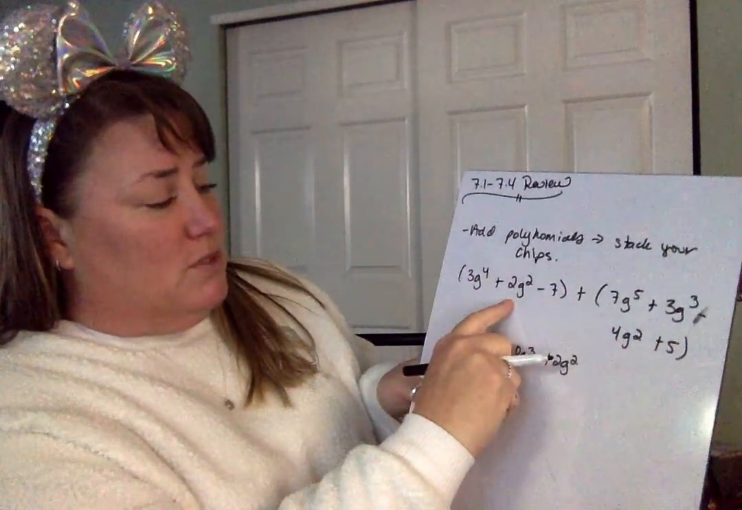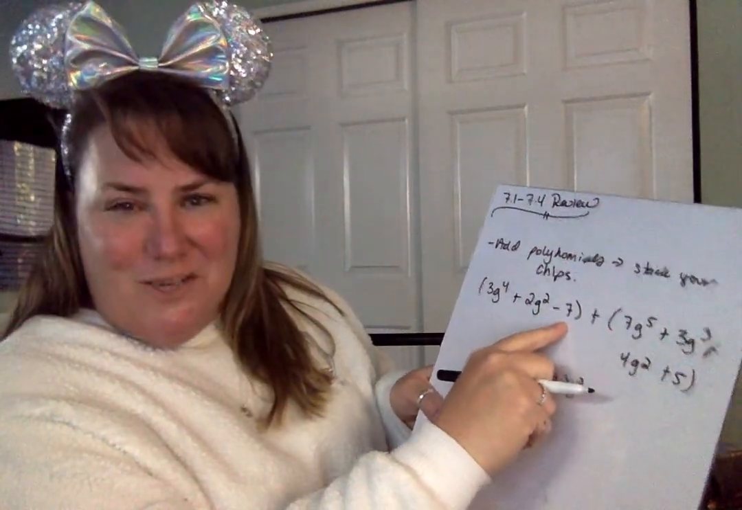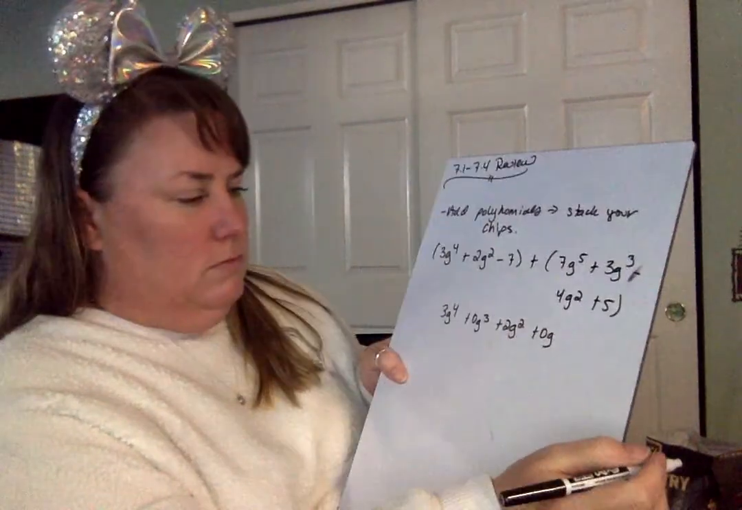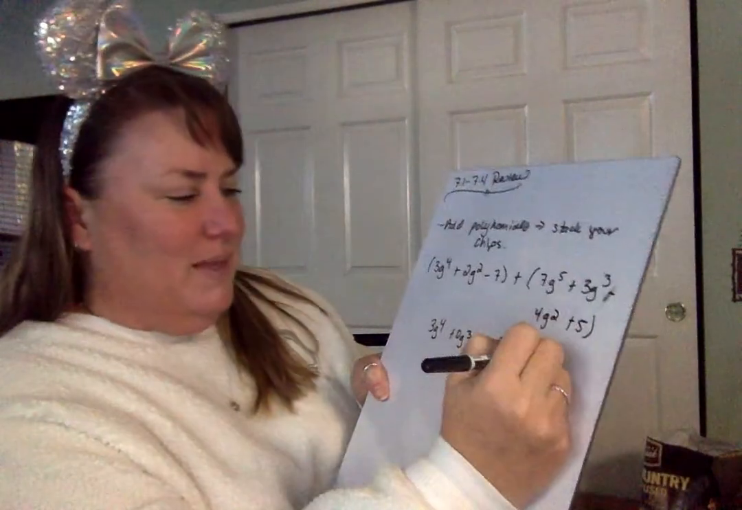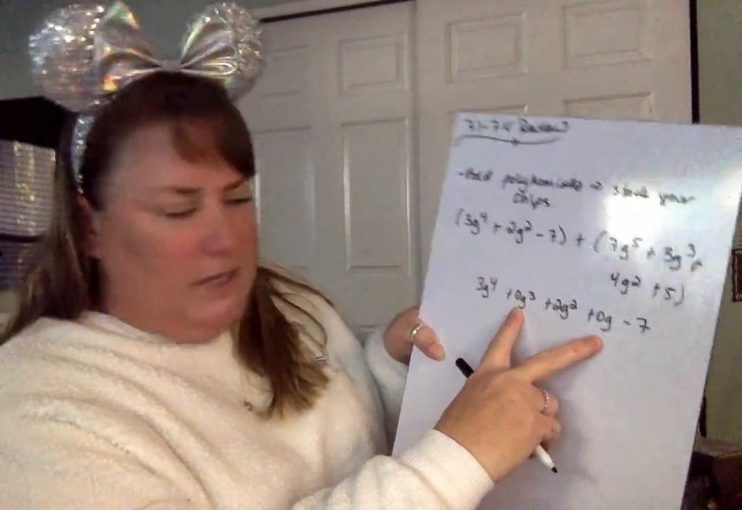And again, I went from my quadratic term to my constant term with no linear term. So you'd want to fill that in with a plus 0g. Technically it's 0g. And then a minus 7. These guys, you can just leave them blank.